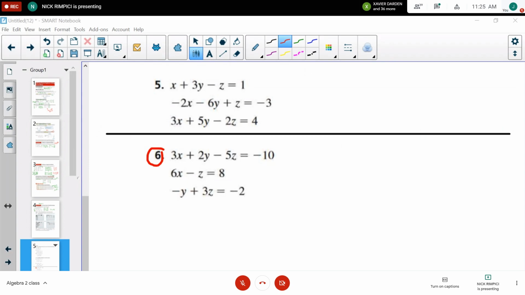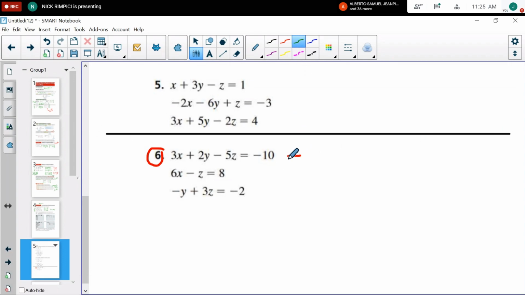No, they're not. The good news is statement one, the first equation, has x, y, z, and a solution. This is the only one that's okay: 3x plus 2y minus 5z equals -10.